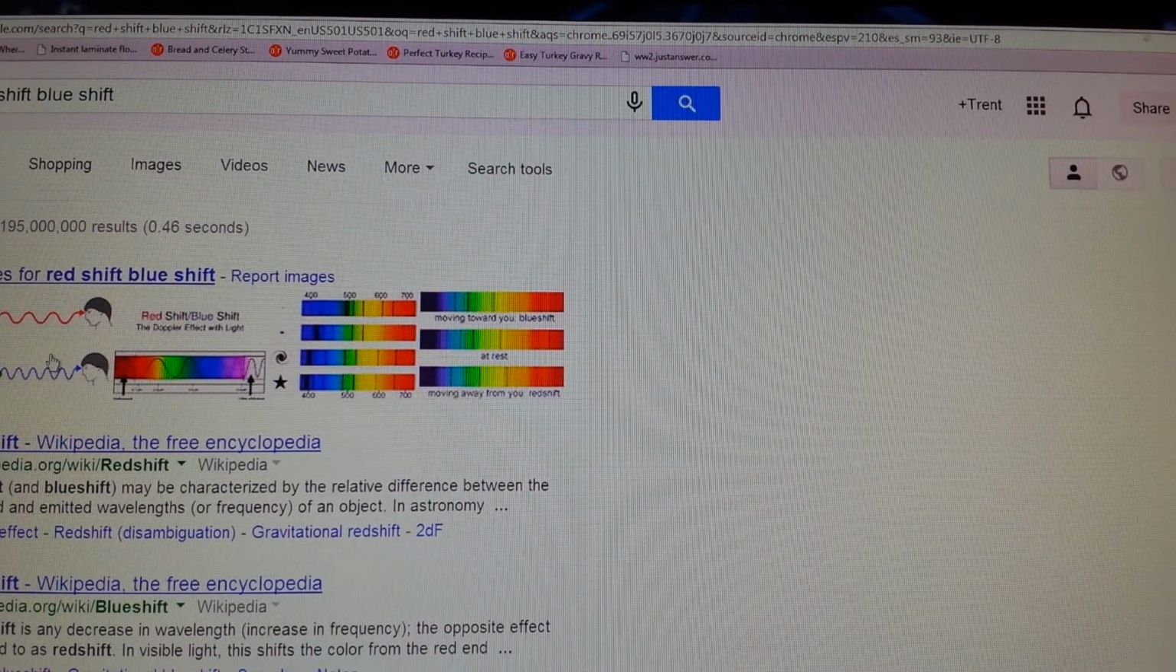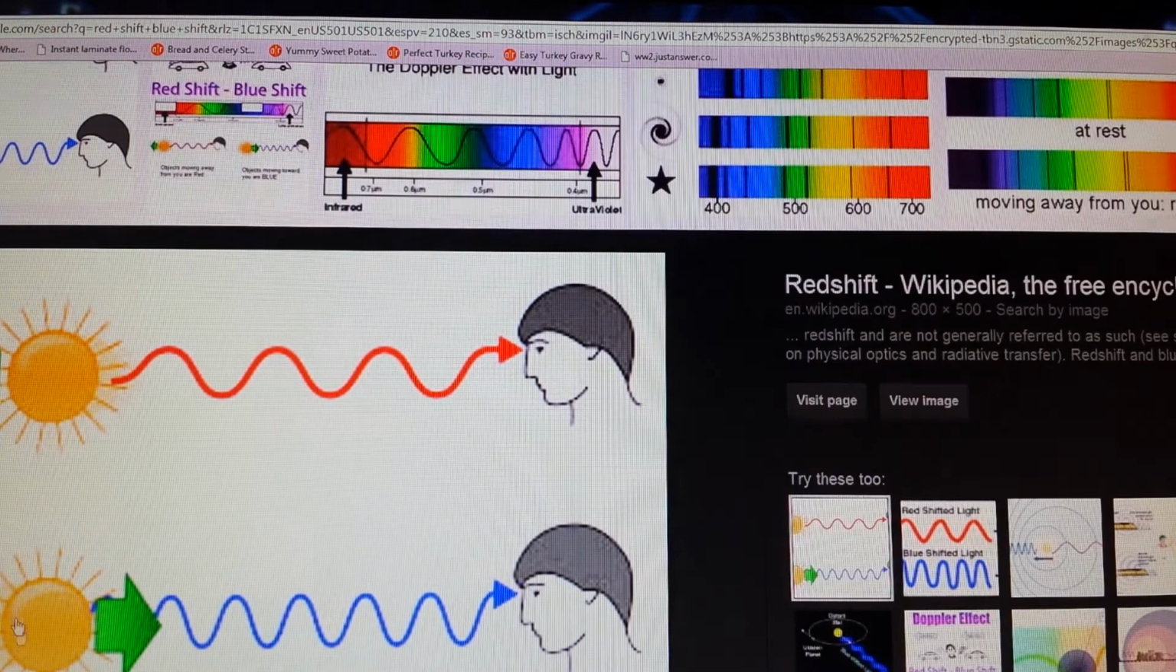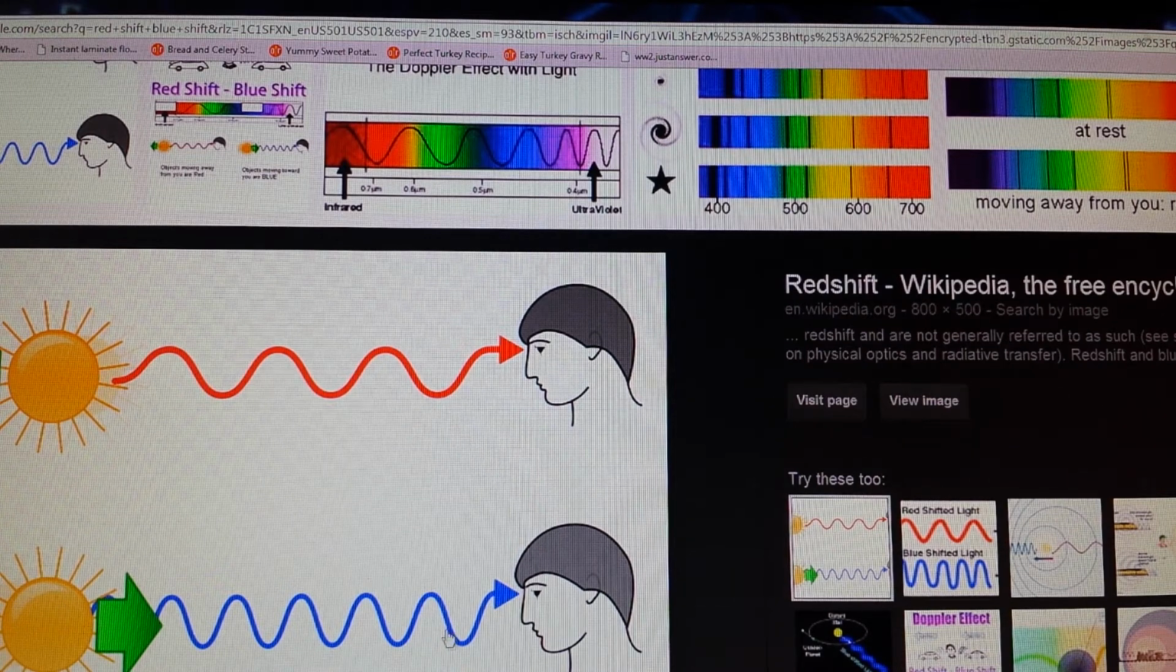So this is really, really basic. If an object is moving toward the observer, then we see a shortened wavelength of light. We can see that this one is shorter than this one. So the effect of that is we see more of the color blue. If an object in space in our universe is moving away from us, then we see more of the color red, longer wavelengths of light.